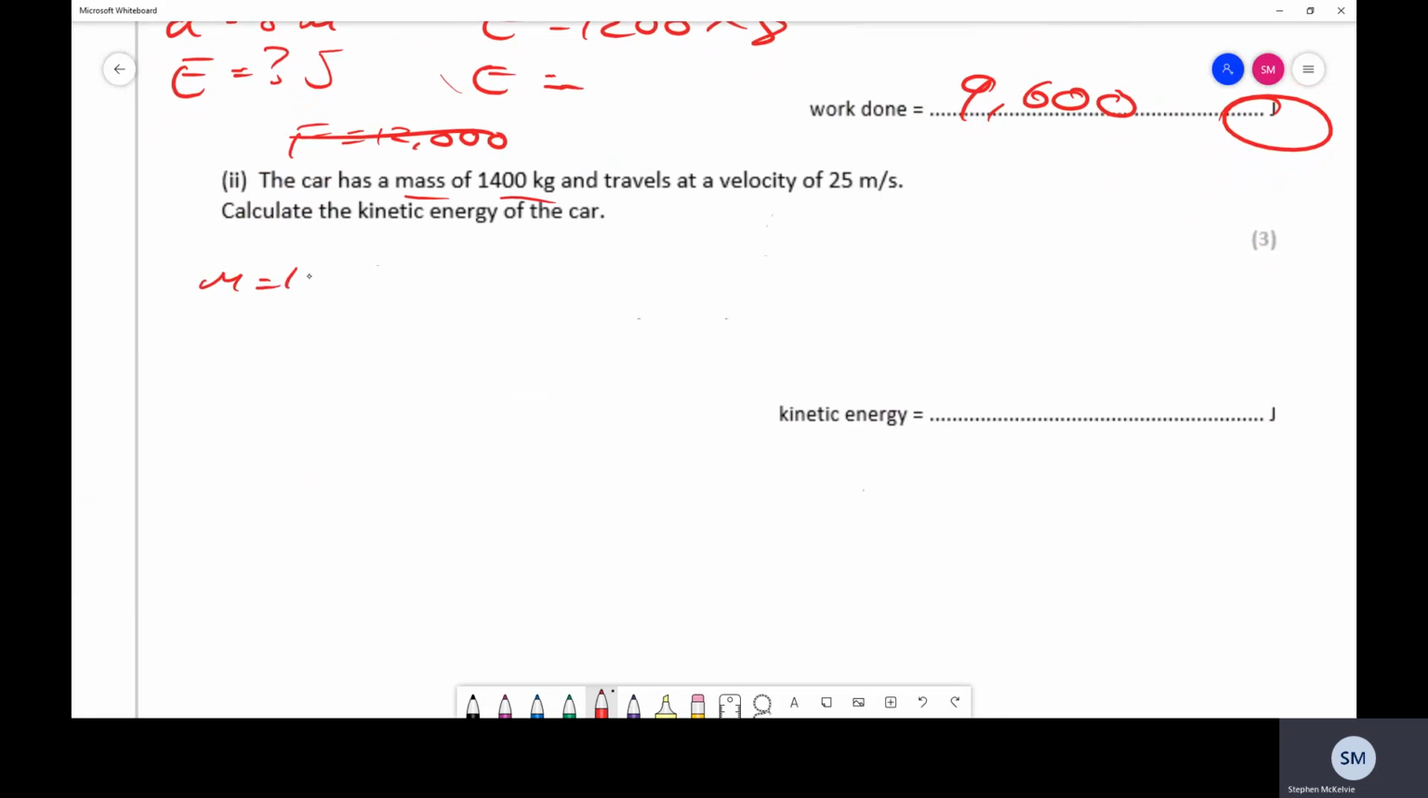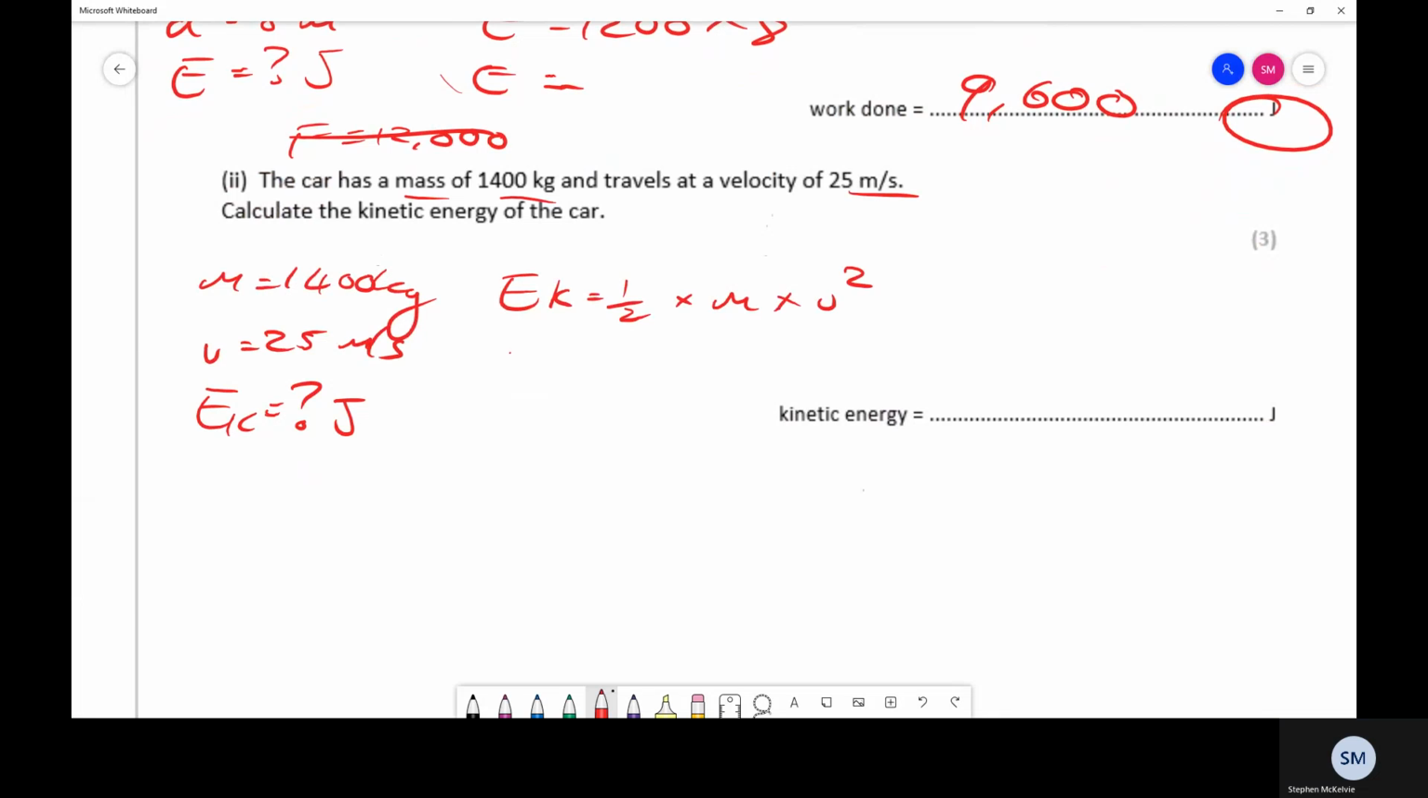Mass is equal to 1,400 kilograms and the car travels at a velocity of 25 meters per second. Calculate the kinetic energy of the car. I wish by now they'd give us something interesting, hey? EK is equal to 1/2 times the mass times the velocity squared. EK is equal to 1/2 times 1,400 kilograms times 25 squared.